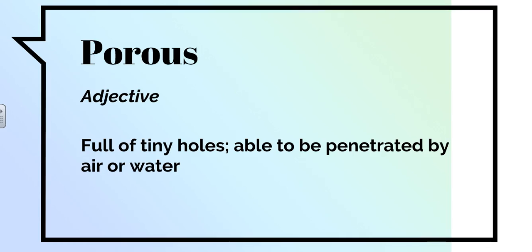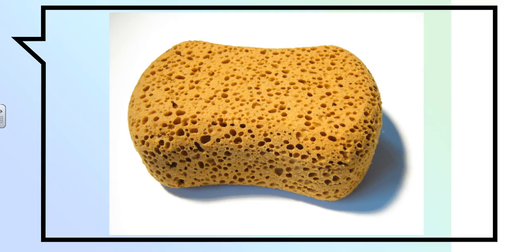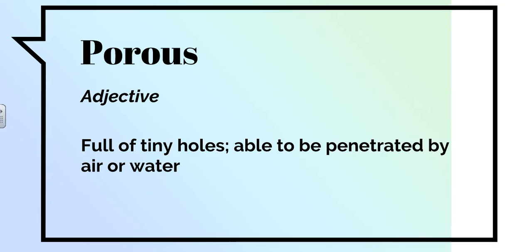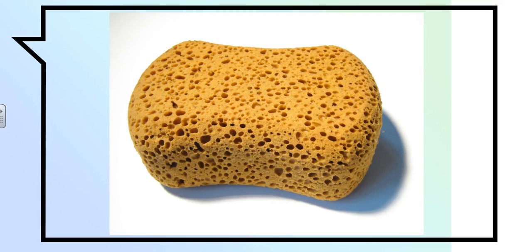Your next word is porous. Porous is an adjective, and it means full of tiny holes, able to be penetrated by air or water. A sponge is porous. You can see it is filled with tiny little holes here, and that's why it can take on water. You can fill a sponge full of water. It is able to be penetrated by water. It is porous. It is not a solid thing. It is filled with tiny holes.